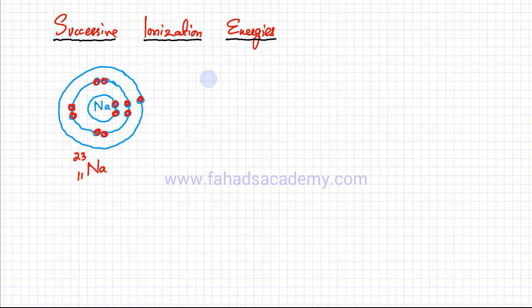Now, successive ionization energy means that I'm going to remove the first electron from sodium. So that's removing one electron. It's going to form Na+. So that's your first ionization energy. The second ionization energy would be that I again take sodium, and I've already removed one electron.